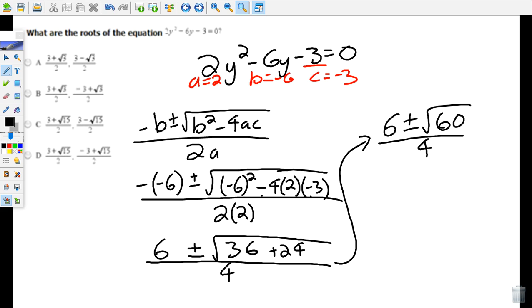Now, just like before, we need to simplify the square root of 60. So let me sidebar that up here. 60. Well, 60 is not a perfect square, but we can break it up, right?